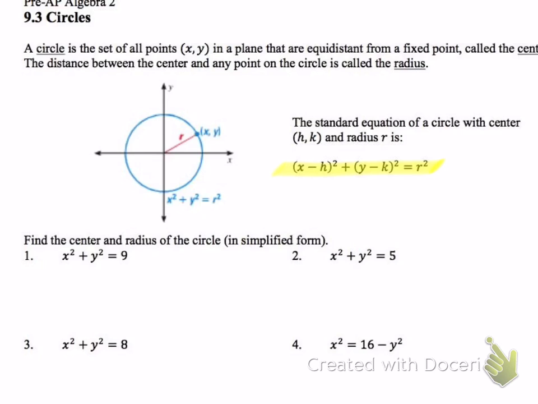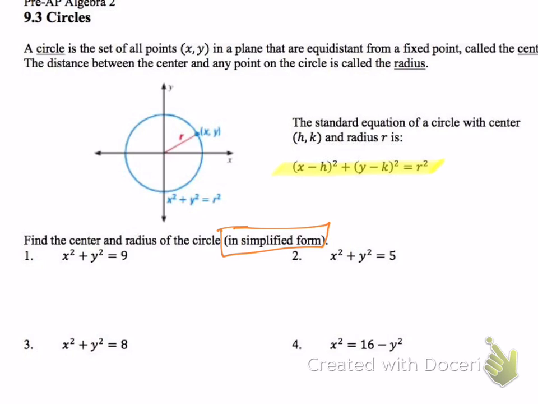So if I look at number 1, find the center and the radius of the circle. In simplified form, that just means that you're simplifying a radical if necessary. So I'm not going to have any decimals. I want to leave them in simplified radical form.